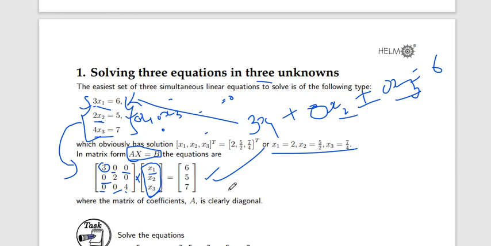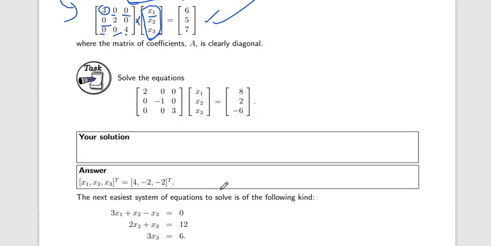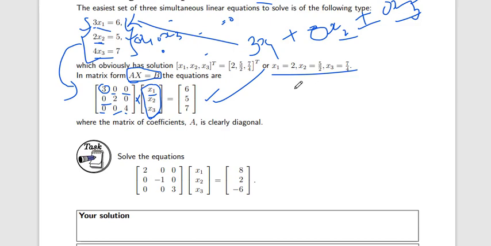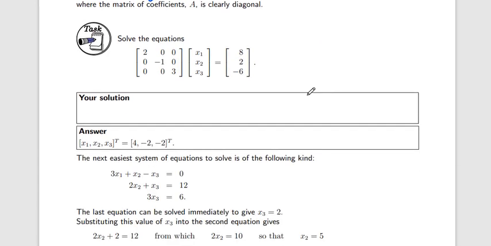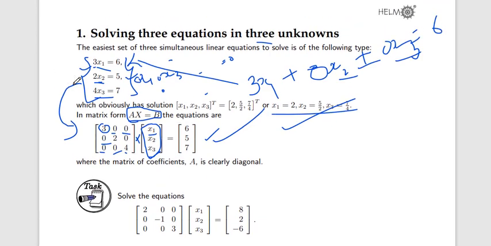Okay, now the answer we find out is x1 is equal to 2, x2 is equal to 5 by 3, and x3 is equal to 7 by 4. But we want this example as a transfer of linear equation into matrix form. Okay, how do we transfer linear equation into matrix form?